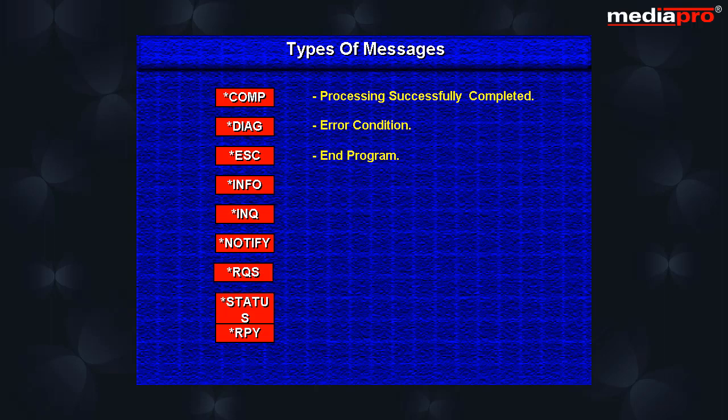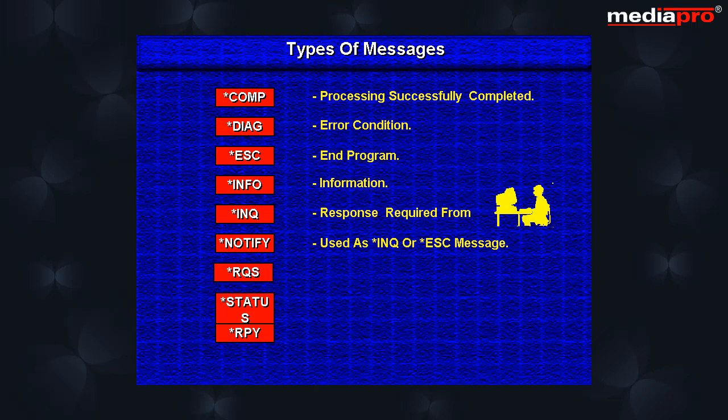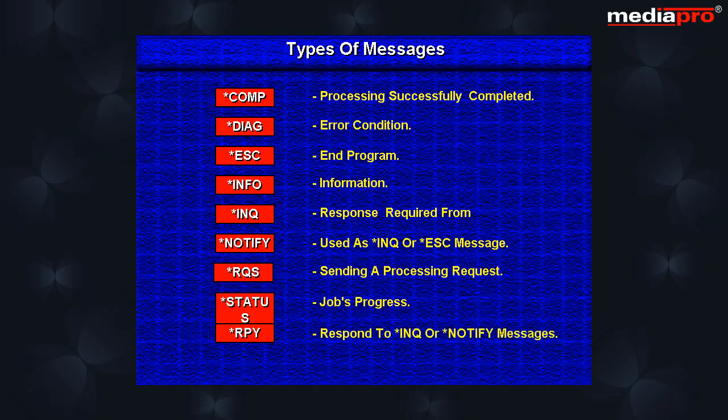An informational message is used to provide information other than errors. An inquiry message is used when a response is required from the user. A notification message can be either used as inquiry or escape message. A request message type is used for sending a processing request. A status message is used to indicate a job's progress. A reply message is used to respond to inquiry or notification messages.